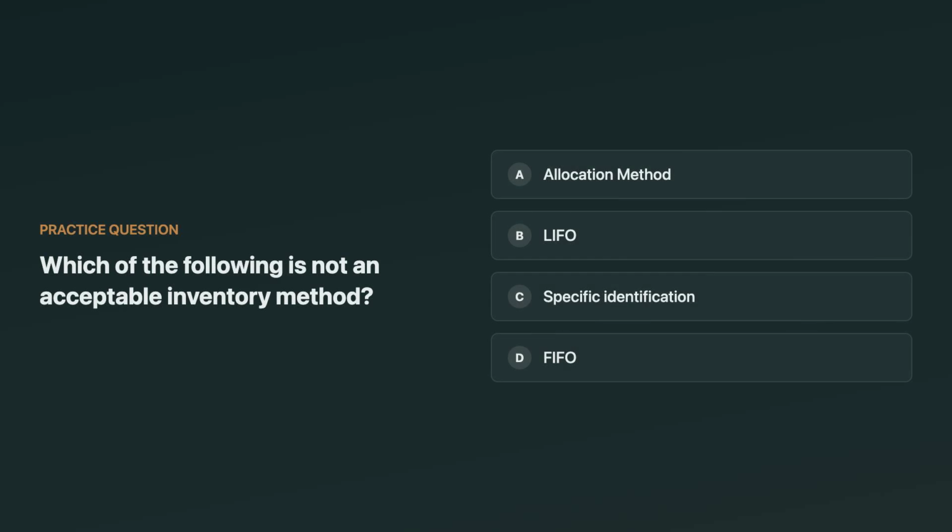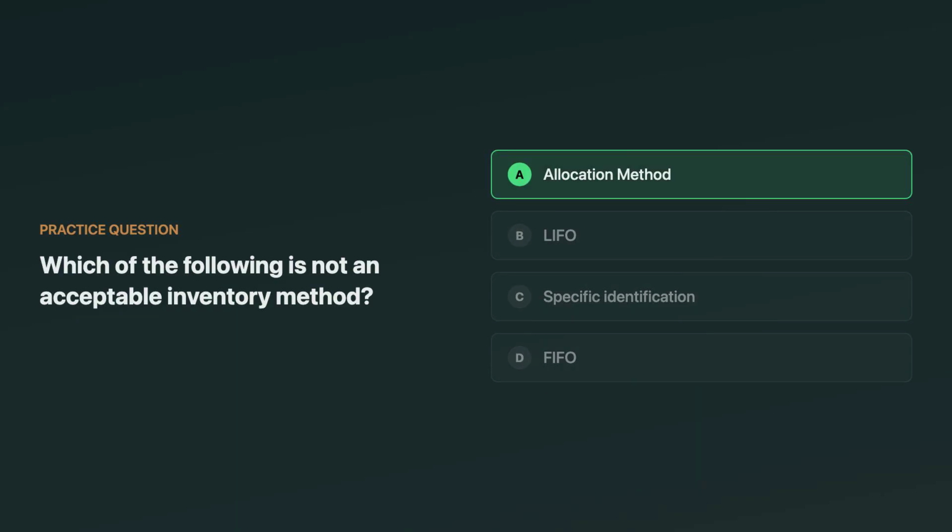Which of the following is not an acceptable inventory method for federal tax purposes? The choices include the allocation method, LIFO, specific identification, and FIFO. Think about which ones are standard inventory cost flow assumptions and which one sounds made up. Think about it.